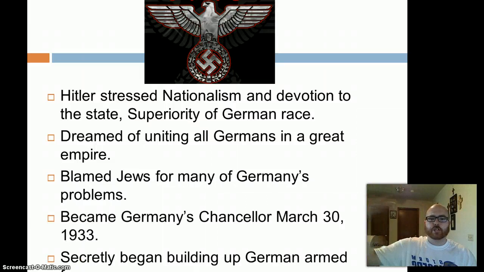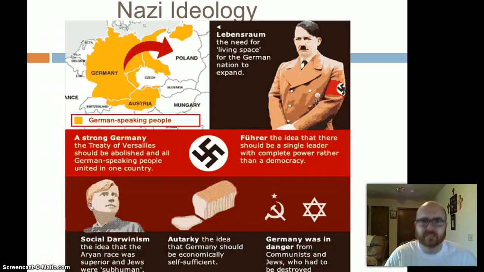He became Germany's chancellor on March 30th, 1933, basically so the guy, Hindenburg, can keep track of him. Then Hindenburg dies, Hitler takes over, and he's now in charge, and it's all downhill from then. He secretly began building up Germany's army, the Air Force, the armed forces. Despite what the Treaty of Versailles says you can't do, he does it anyways.